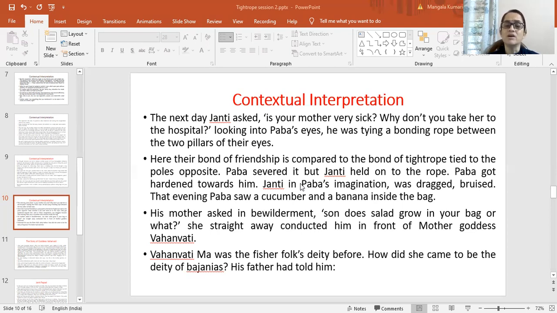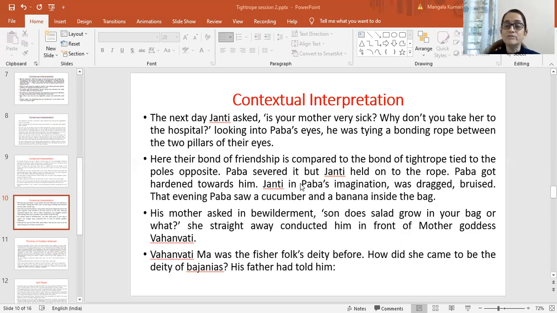That evening, Paba saw a cucumber and a banana inside the bag. So his mother asked in bewilderment, flabbergasted, "Son, does salad grow in your bag or what?" She straightaway conducted him in front of Mother Goddess Vahanvati. Their deity is Vahanvati Mother Goddess. So she straightaway took Paba in front of the goddess photo.